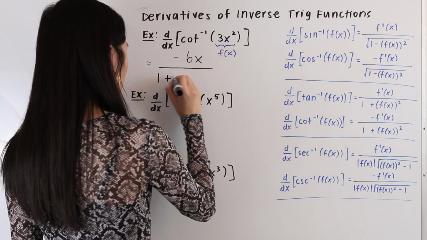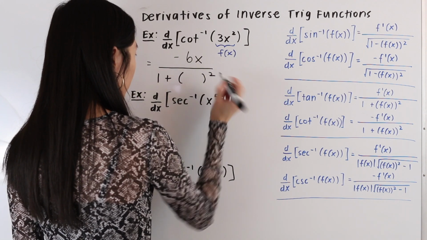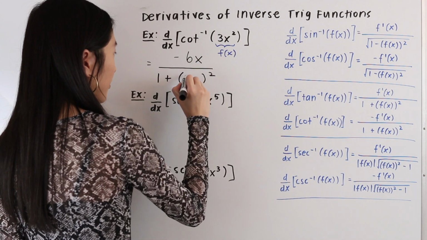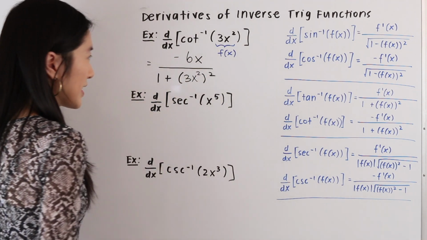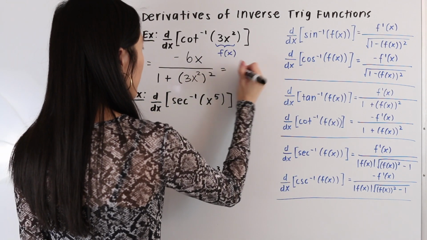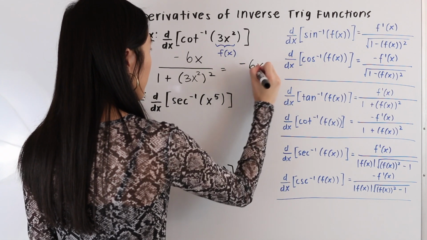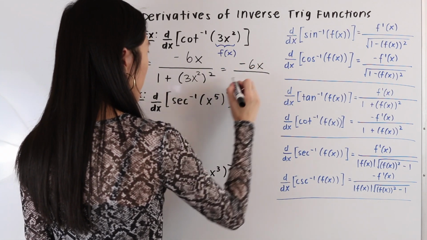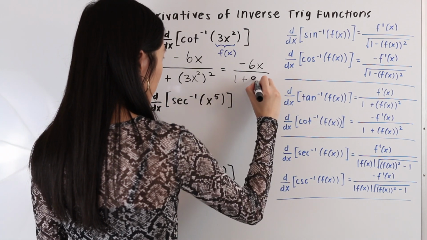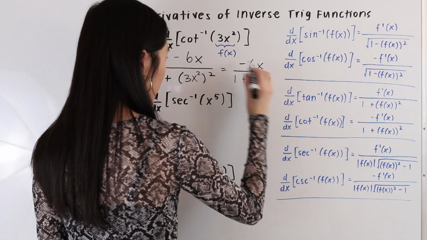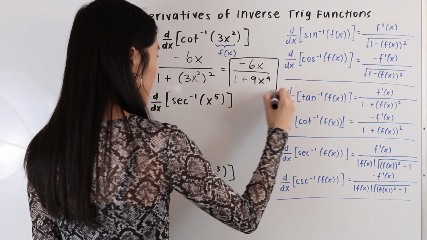So we have 1 plus f of x squared. And so let's go ahead and plug in f of x. So f of x is equal to 3x squared. And now let's go ahead and simplify this. So we have negative 6x over 1 plus 3x squared, and so we can simplify that down to 9x to the 4th. And so this is our final answer.